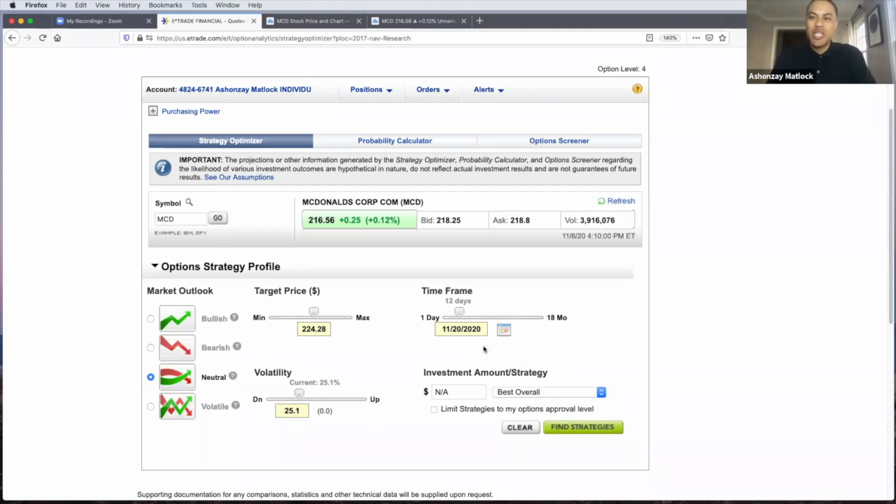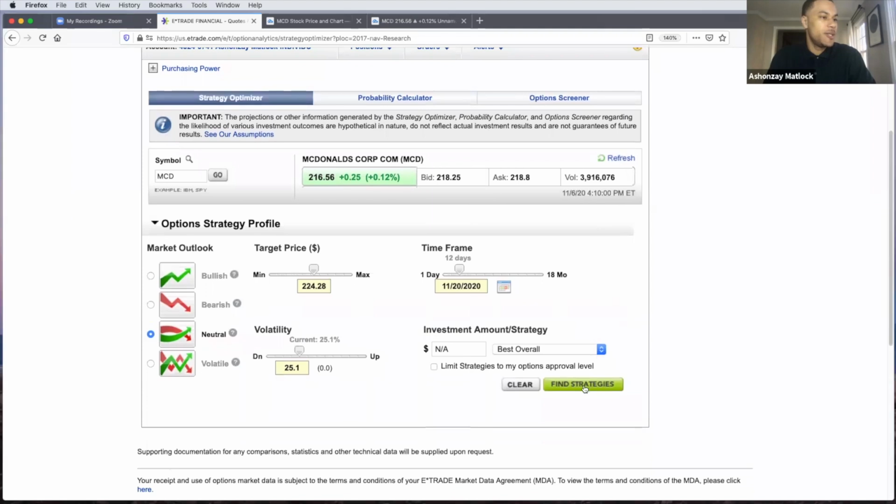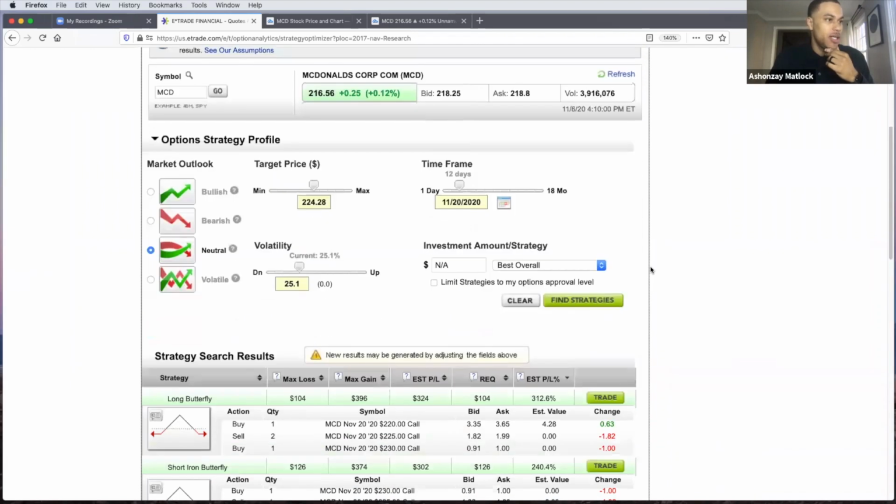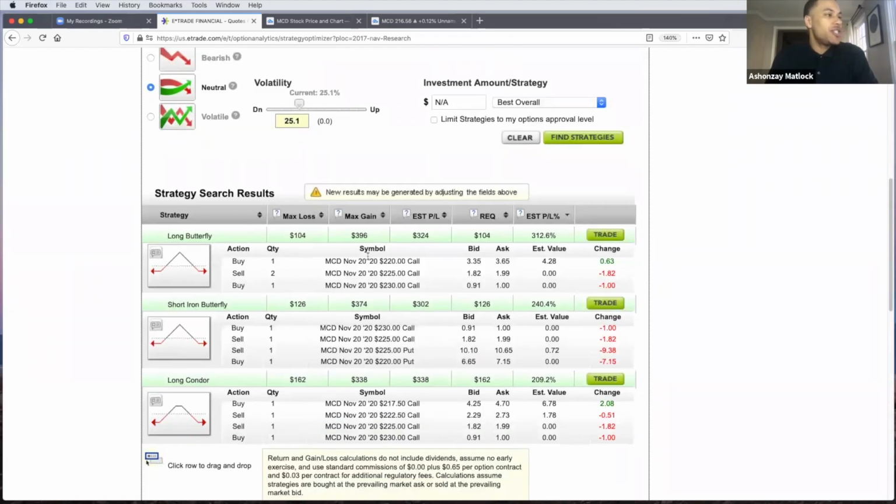I like to give myself a little bit more time. If you're going to do an earnings play, don't do it all in just a week. So we want to give ourselves some time. We're going to click find strategies, and we give this a second. It's going to give us some strategies. Perfect. So these are some strategies that they came up with.